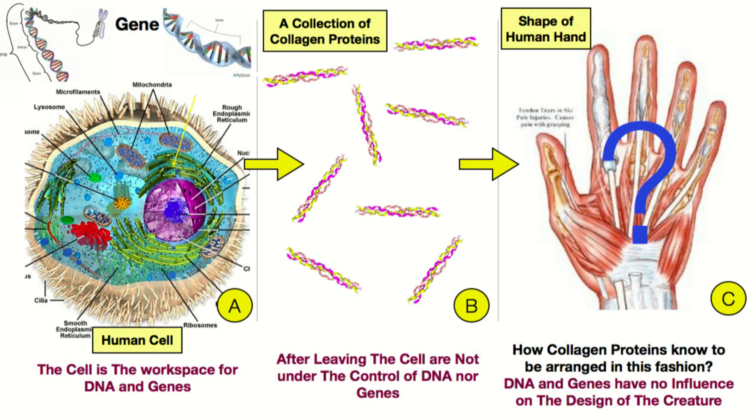So the big question: how do these millions and millions of proteins know to arrange themselves in the perfect order of the human hand, as you can see on the right? The answer is that this is not under the control of genes and DNA, the shaping of the collagen molecules in the shape of the human hand, because as I said, genes and DNA can only work within the cell.